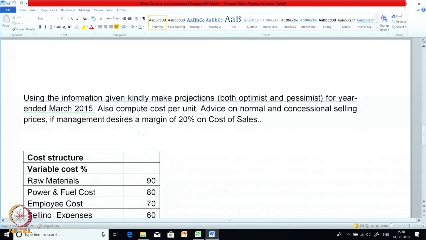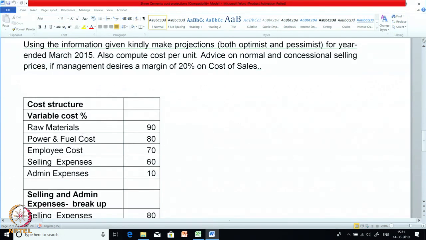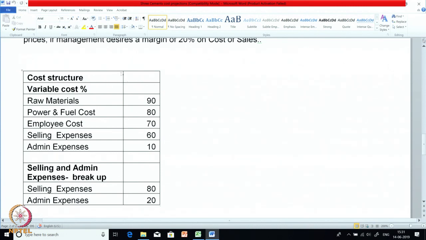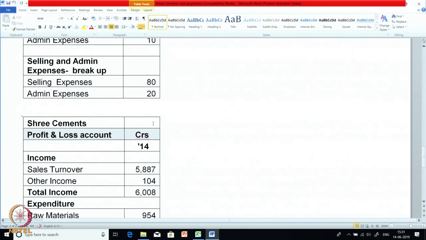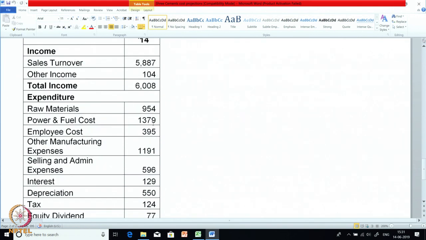Yes, this was the last para. Now, using this information, we will have to make a projection for 15, both optimistic and pessimistic. So please make two columns. And advise on normal cement prices and concessional prices if management desires a margin of 20% on cost of sales. Then a table is given about variability percentages. Now the cost structure, variable cost: raw material 90%, power and fuel 80%, and so on. The breakup of selling and admin is also given, because there is a total cost given, of which 80% is selling and 20% is admin. Then the P&L account for March 14 is given.